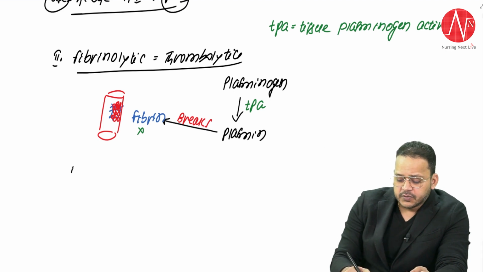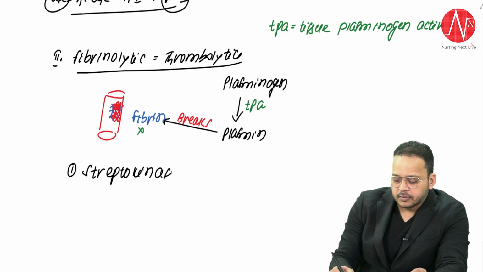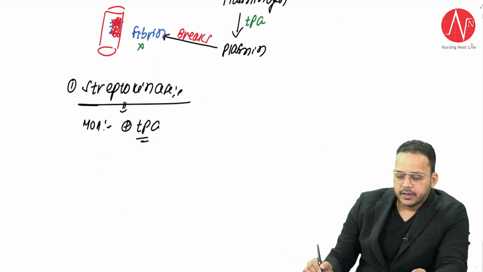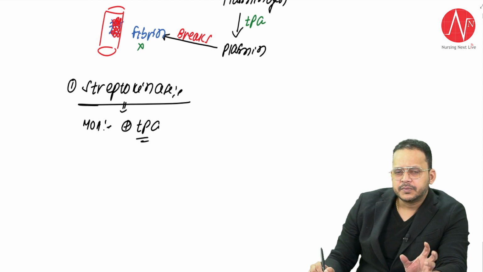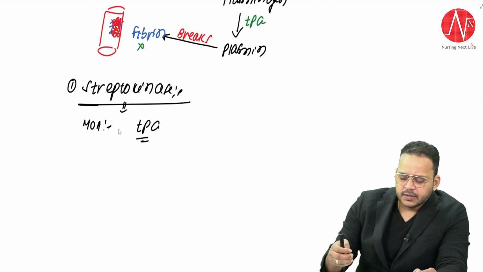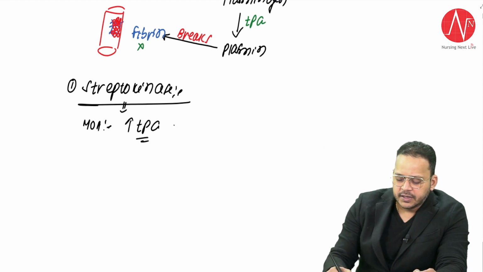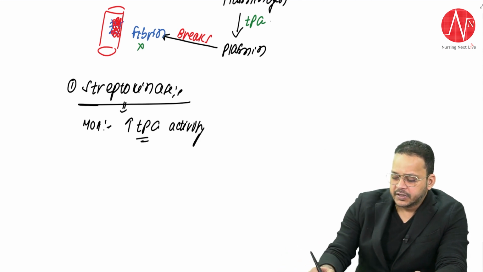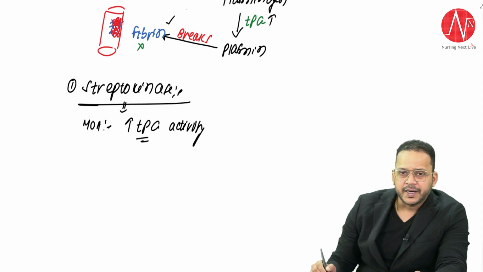Now, fibrinolytics, what are the drugs we have here? We have drugs like streptokinase. Streptokinase, mechanism of action: it activates the tissue plasminogen activator, and basically it binds with plasminogen, and by binding to plasminogen, it uncovers the site of action for TPA. So in other words, I cannot say it stimulates, but it increases the TPA activity. And because TPA activity is increased, more plasmin means more breaking down of fibrin.